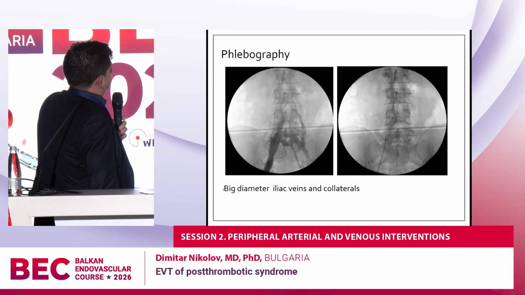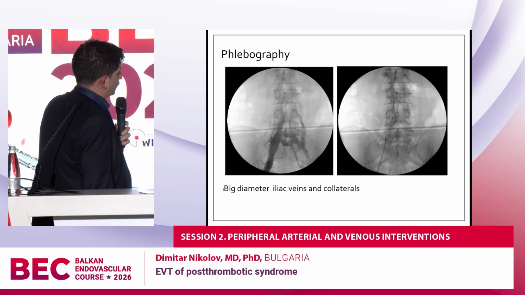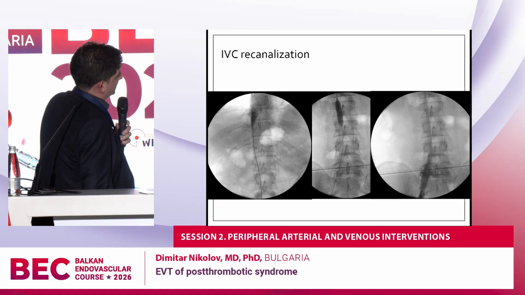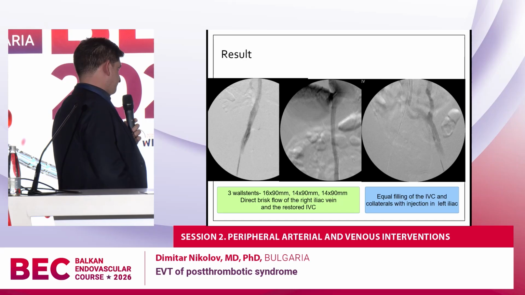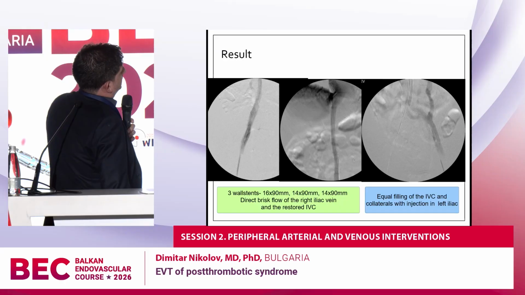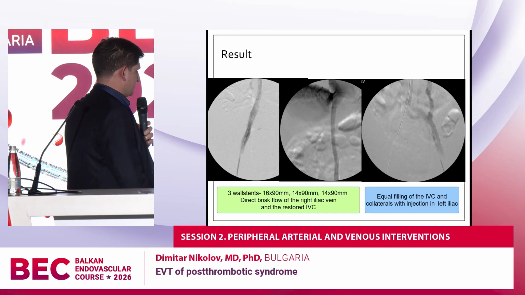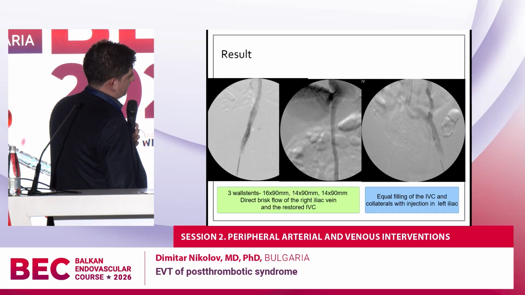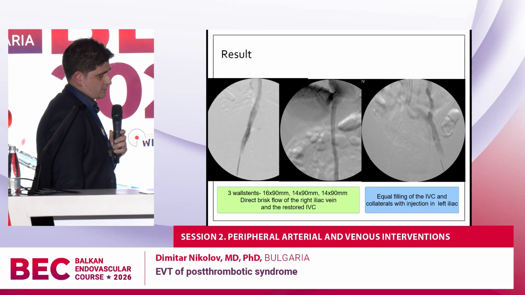So this is the initial phlebography. We started recanalization looking for the IVC at the most proximal segment. After we were sure we were there, we started with ballooning and preparing for stenting. We put 3 wall stents, as you see, 16 and 14 by 90. On the final phlebography, we can see direct brisk flow on the right iliac vein, and also equal filling of the IVC and collaterals on the left one, so no need to put stents on the left vein.